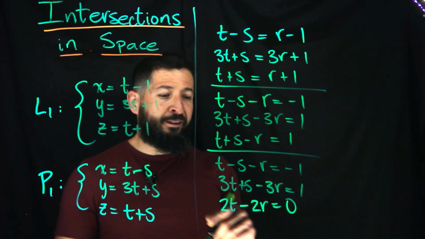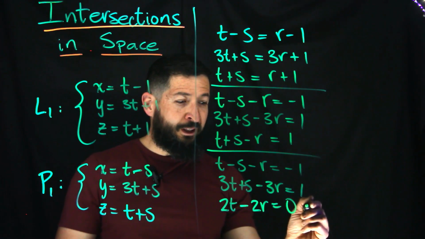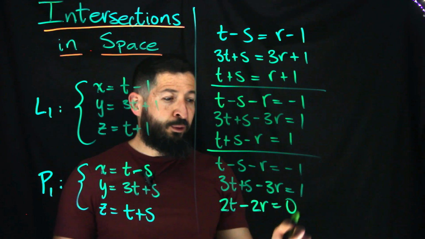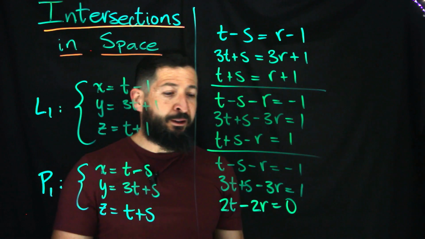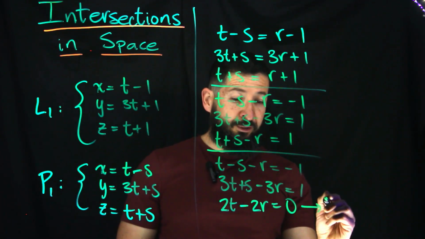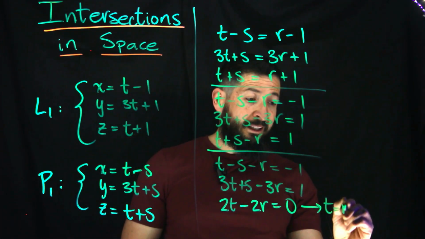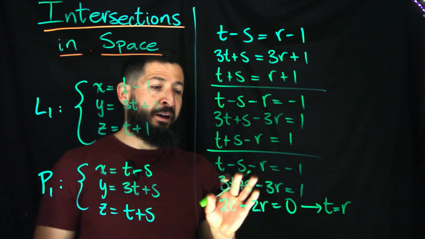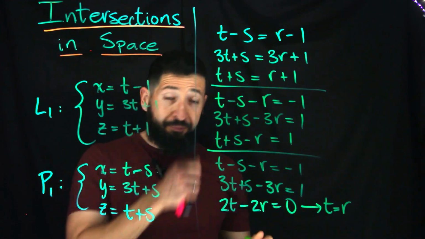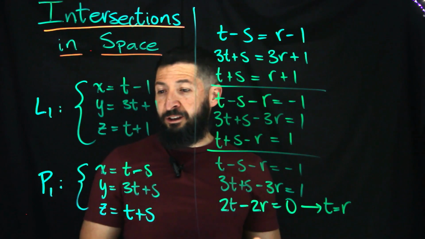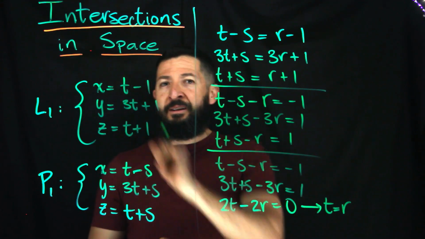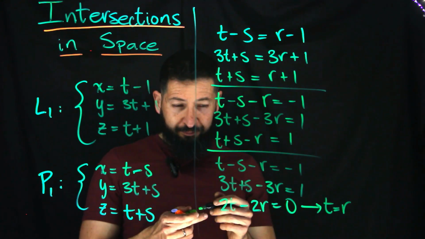This right here will tell us that then t is got to be equal to r. When I add 2r on both sides and divide by 2, I get that t equals r. That simplified my problem quite a bit, because now I can substitute in t equals r, and then I can solve from there. I think I'm going to erase here, and I'm going to finish the problem.